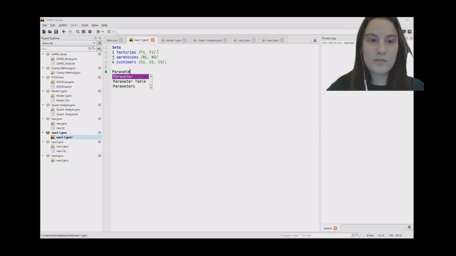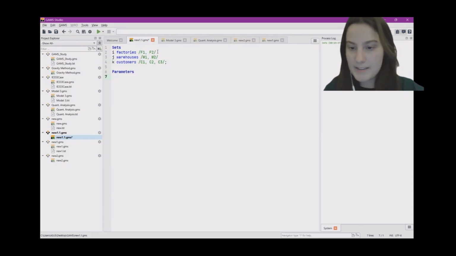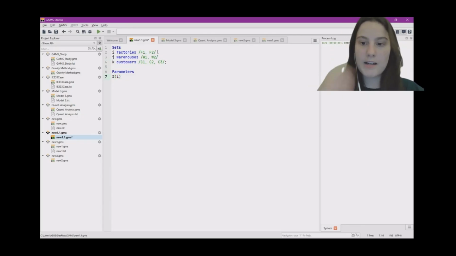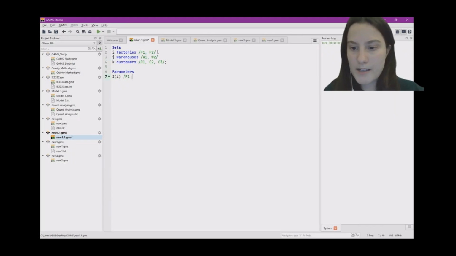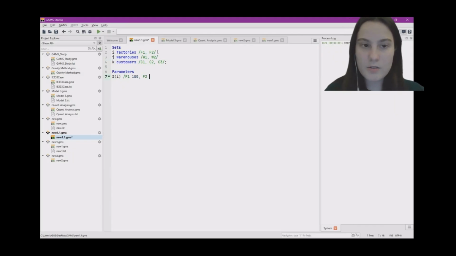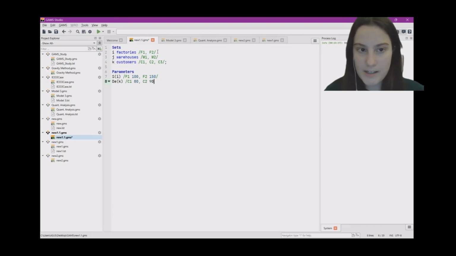So now we are going to write our parameters. Our parameters were the supplies, the capacity, and the demand. So supply of what? Of factory. So I'm saying S(I), and then how much is factory 1 going to supply? 100. How much is factory 2 going to supply? 150. Okay, and then we have demand. Who demands it? The customer. So we are using the index K. Customer 1 demands 80, customer 2 demands 90, and customer 3 demands 80.